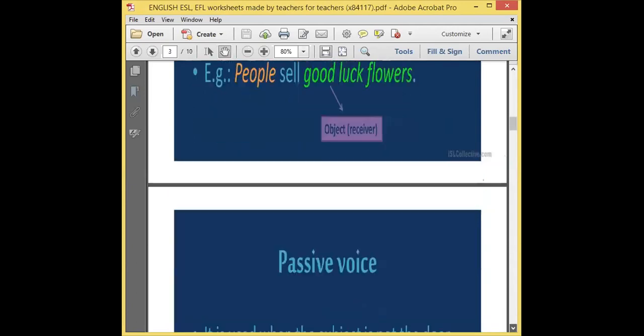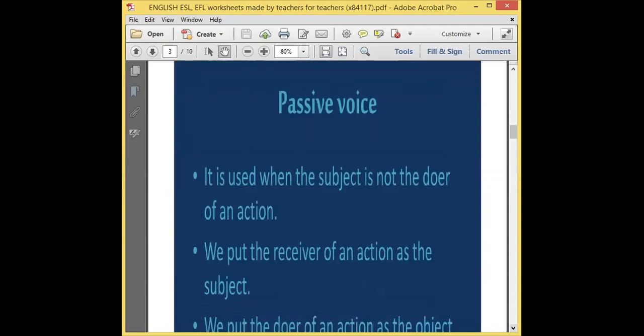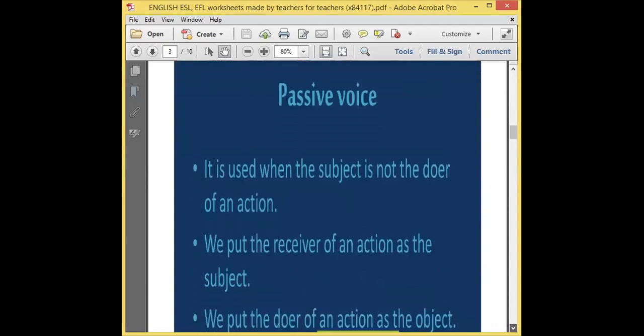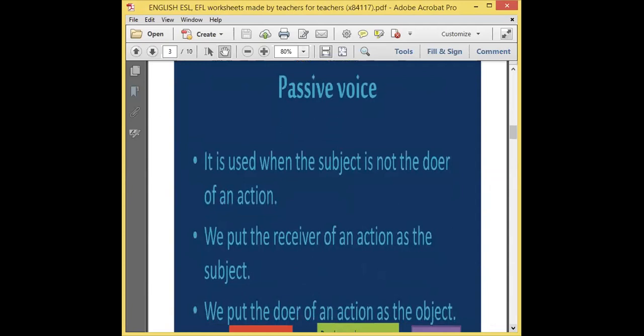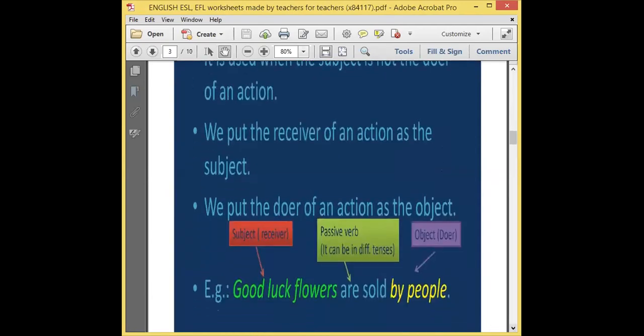Now, if we want to make it passive, the passive voice is used when the subject is not the doer of the action. We put the receiver of an action as the subject. I mean, we change the order of the sentence. Here, we put the doer of the action as the object. Like, good luck flowers are sold by people.